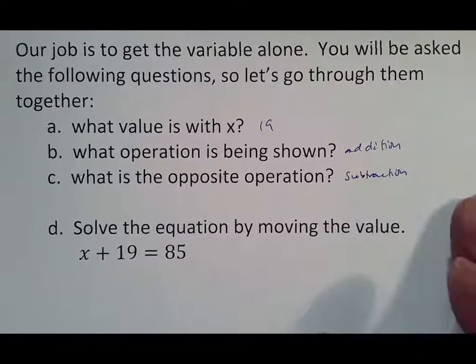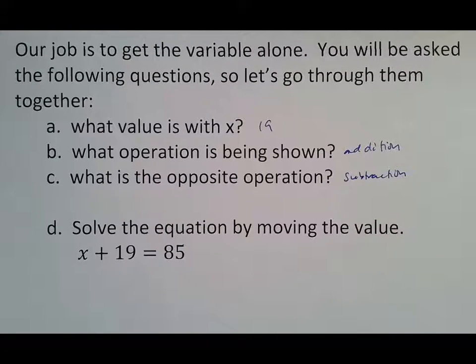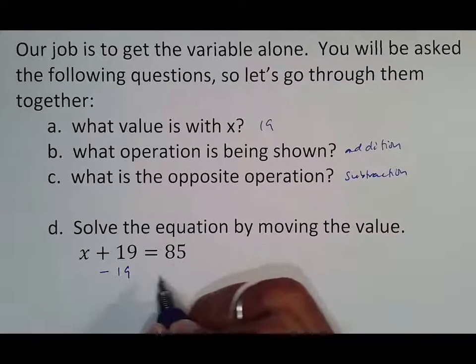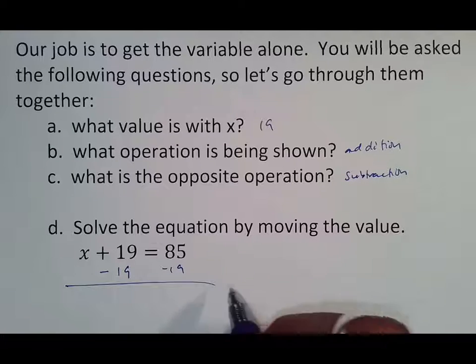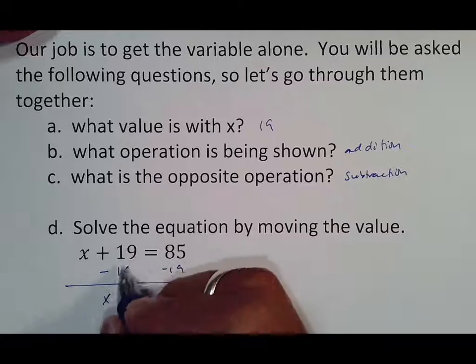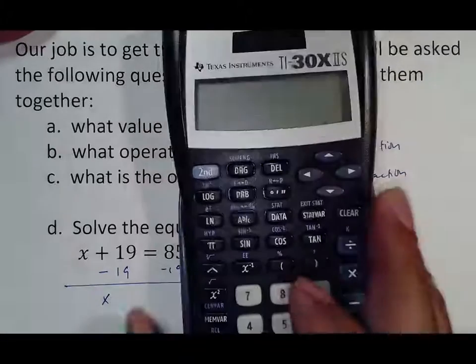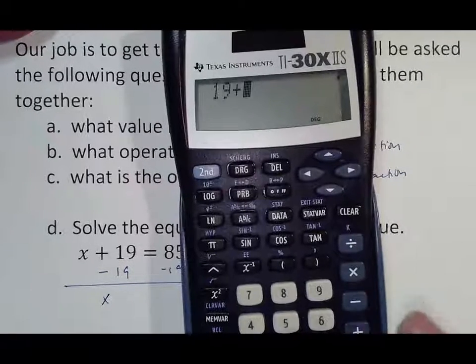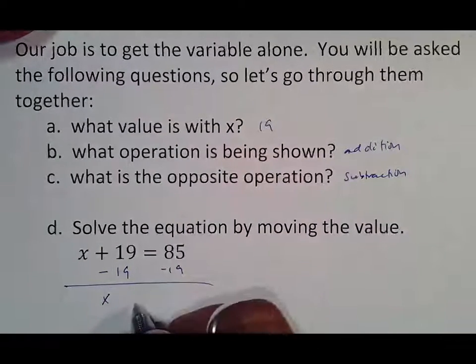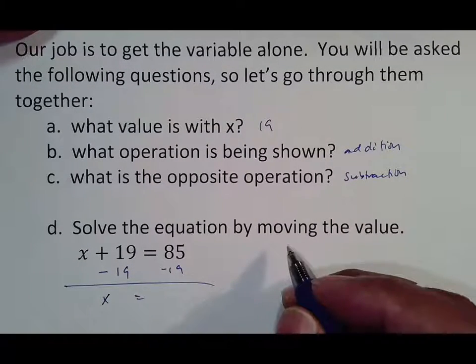So when you go to solve this, the general rule is whatever you do to one side, you have to do to the other. And so if you want to move an addition, we will subtract. So we will put minus 19 here and minus 19 there. X will then come down. 19 and negative 19 goes away. If you want proof, here you go. 19 plus negative 19 equals 0. So it's gone. And then equals, and then whatever 85 minus 19 is.